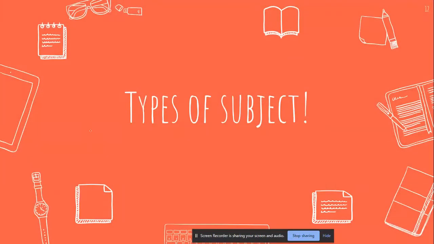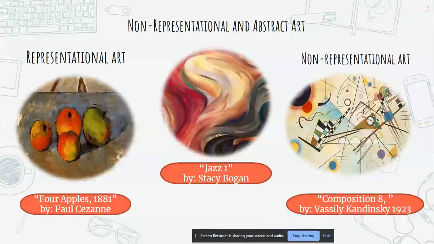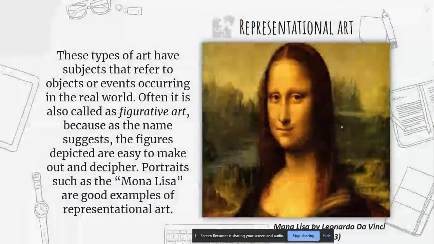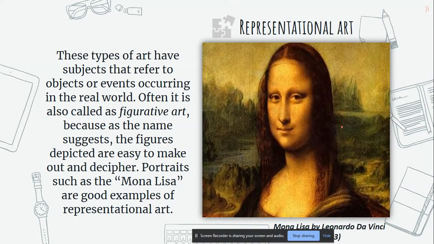Now let's have the type of subject. What is subject again? Subject is the visual focus of an artwork. Now let's have representational art and non-representational art, and we could also have abstract art. So let's have this one first, the representational art.